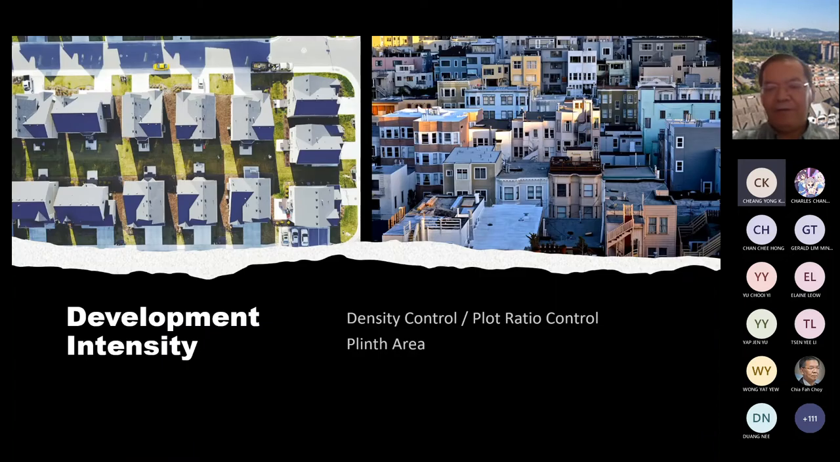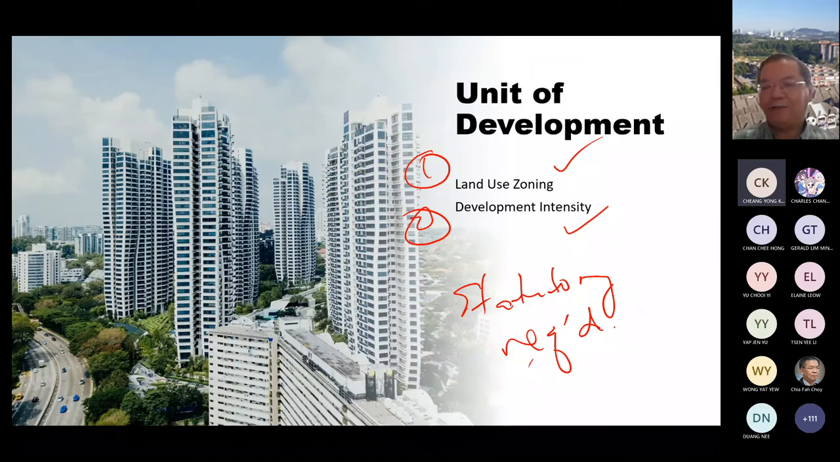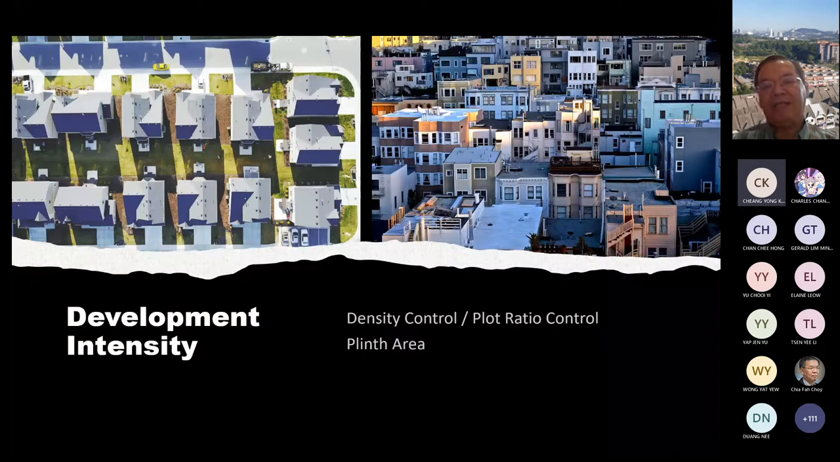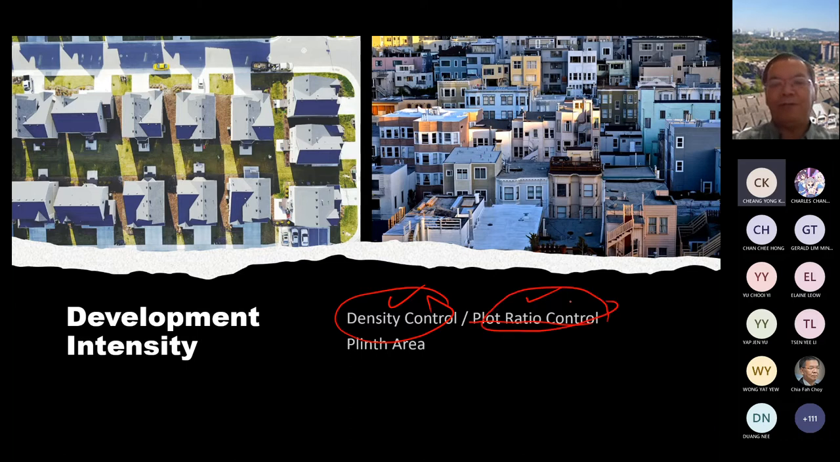Now, first thing, I repeat, going back: you have to determine the land use zoning of the piece of land. Then the second part is development intensity. Land use zoning, I explained already. For development intensity, there are a few things we have to look into: density control or plot ratio control. Why do I put a stroke here? That depends. If you are using density control, then you don't need to look at the plot ratio control. If you are looking at the plot ratio control, then you don't need to consider density control.